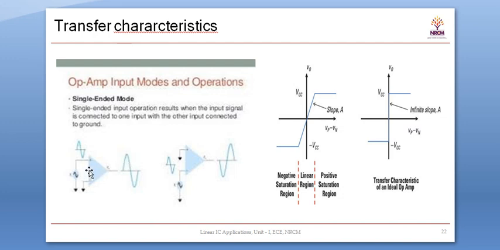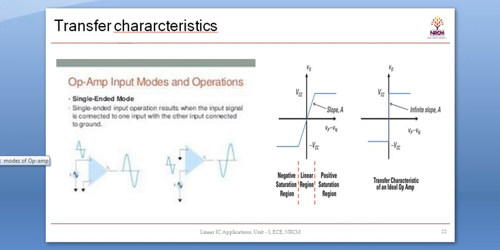If you apply the signal to the inverting input terminal and the non-inverting input terminal is grounded, your output voltage is 180 degrees out of phase with your input voltage. If you apply it to the non-inverting input terminal and the inverting is grounded, then your output voltage, the amplified input voltage, is in phase with the input voltage. So this is what happens in the single ended mode.